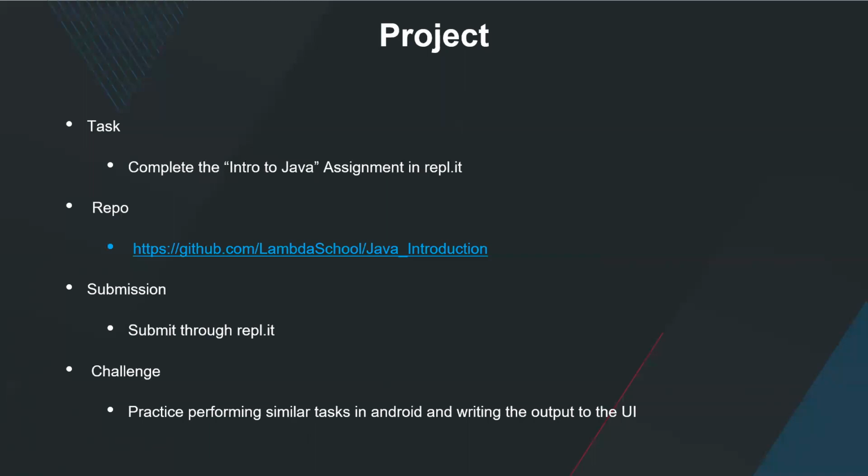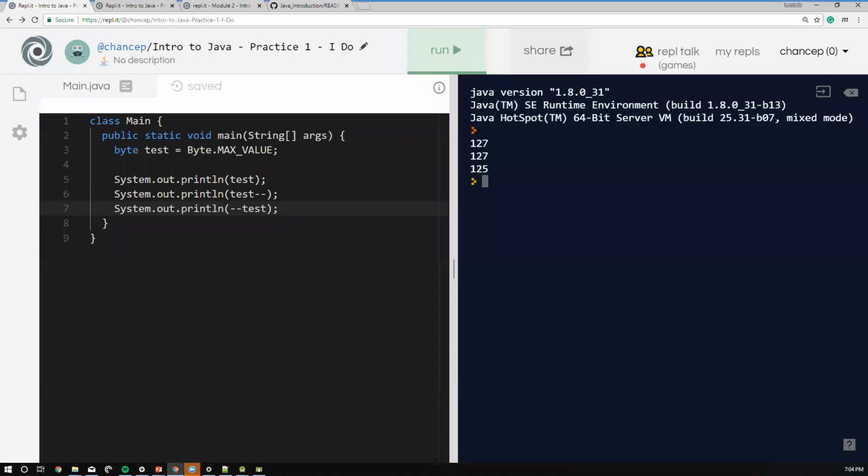You'll submit it through Replit. I'll show you how to do that. And then as a challenge, I want you to practice performing similar tasks in Android and then writing the output to the user interface. The tasks will be the same, but outputting to the interface. One tool you'll want to use is append, and that will just add something to the end rather than writing over it. Rather than set text, you append to the end. So let's jump into Replit.